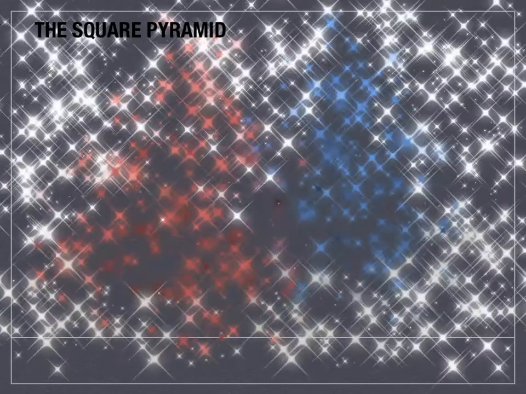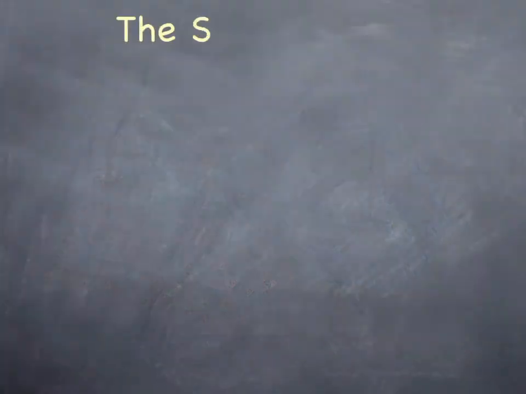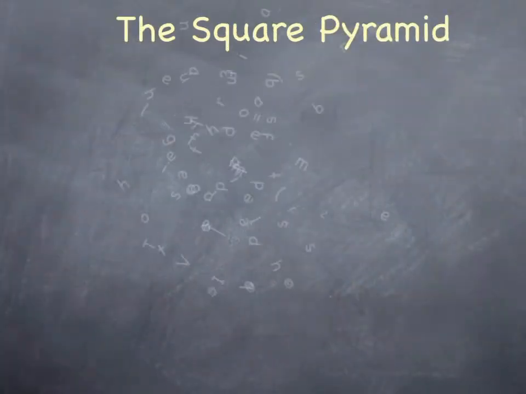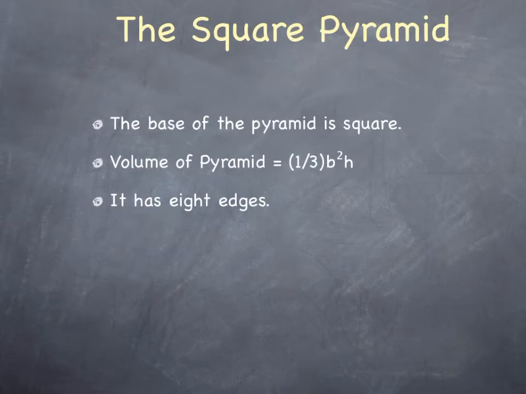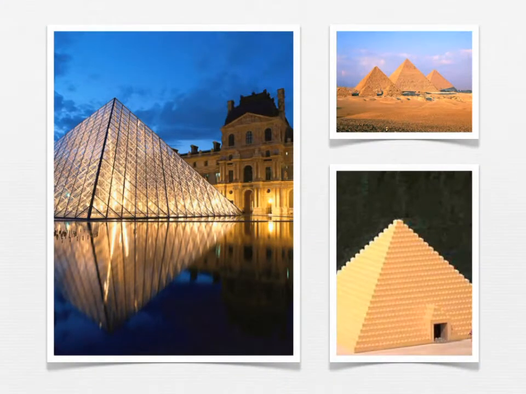The square pyramid. I like that picture, sort of like pyramids instead of pyramids. The square pyramid! The base of the pyramid is square. The volume of the pyramid equals 1/3 the base to the second power times the height. And it has 8 edges. The Louvre in Paris is an example of a square pyramid, and the pyramids of Giza, and a Lego pyramid.